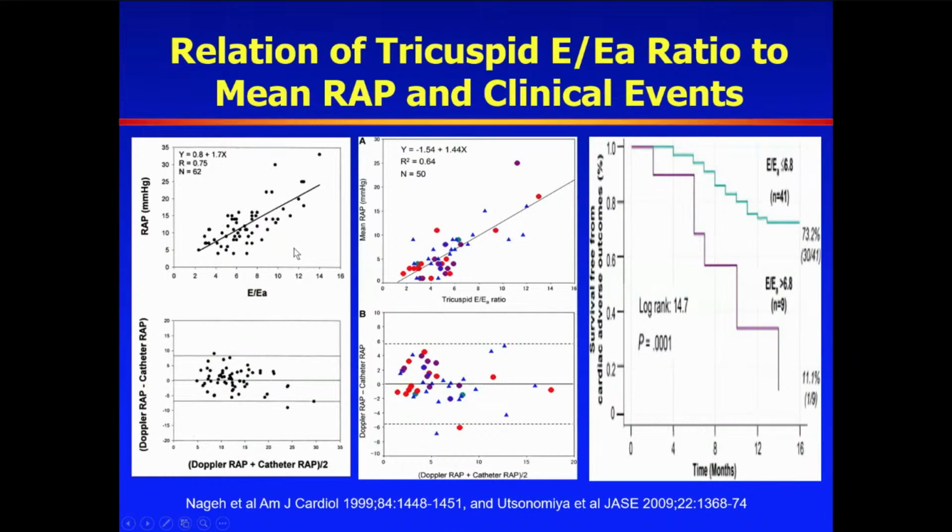This is another study, not from our group, but from a Japanese group that took patients with pulmonary arterial hypertension. You see an R squared of 0.64, so an R of 0.8, and very decent correlation. Importantly, when you look at prediction of outcome here, survival free from cardiac events, survival is much worse if this ratio was more than 6.8 as opposed to less than 6.8, albeit a small number of patients.